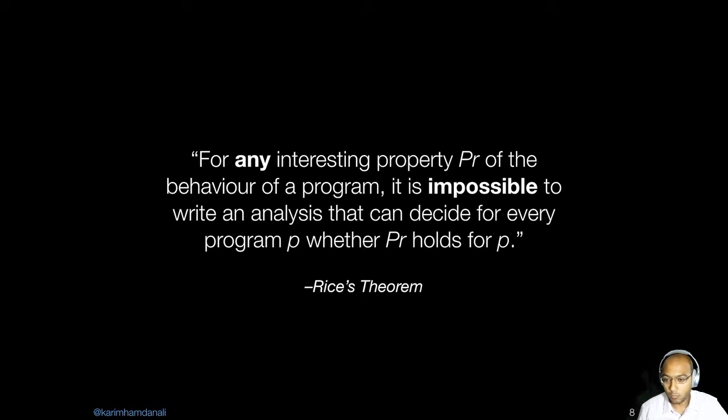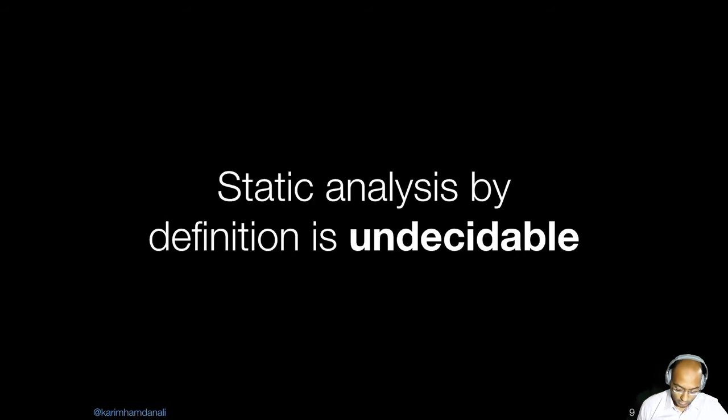And what do I mean by interesting here? I don't mean something that you can deduce just by a quick skim through the code, like class A is a subclass of class B because you have an inheritance relationship between them. So something that requires more than just a syntactical check in the program, something that maybe depends on the control flow of the program or the data flow in the program. So for an interesting property, it is going to be impossible for us to write an analysis that can decide whether that property holds or not for the program. So by definition, everything that is static analysis is going to be undecidable.